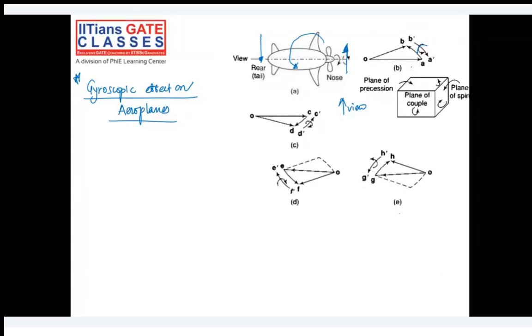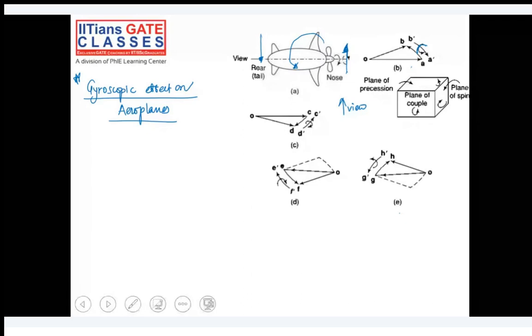So because of this reactive gyroscopic couple, what will happen is whenever you are taking a left turn, okay, slightly the nose of the aeroplane will get tilted up, and the tail of the aeroplane will depress, okay, or go down. Are you following it? Okay, so this is how the gyroscopic effect in aeroplane looks like.